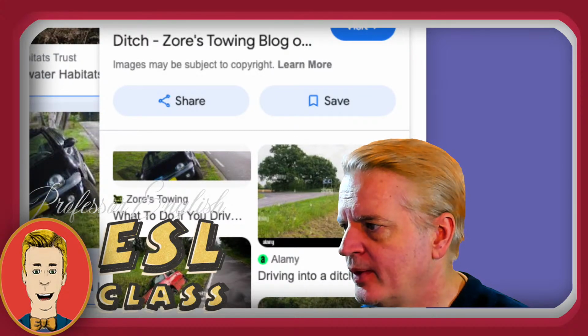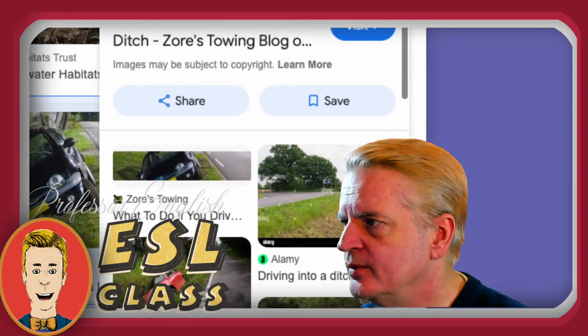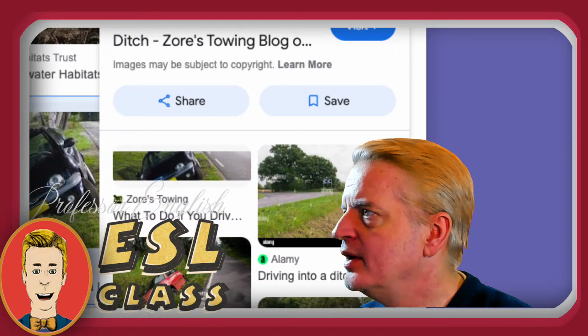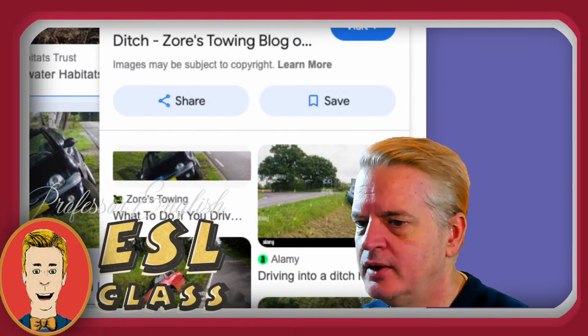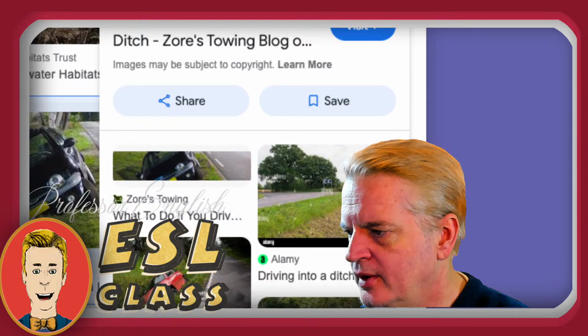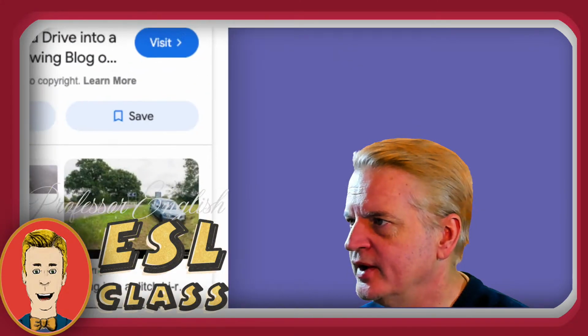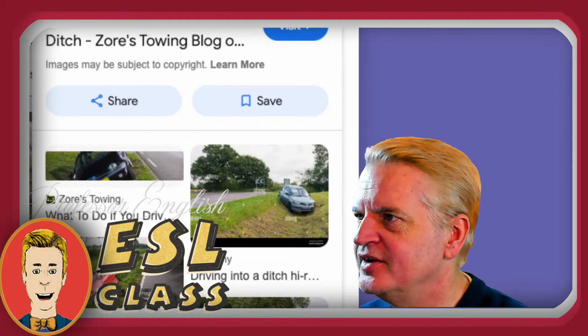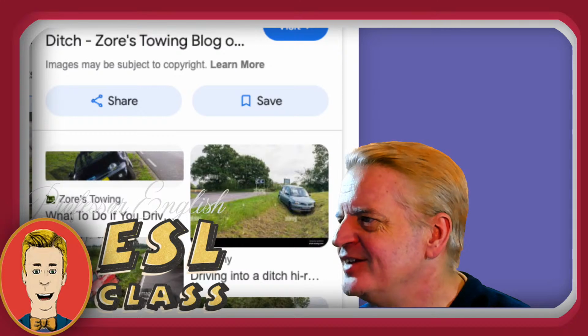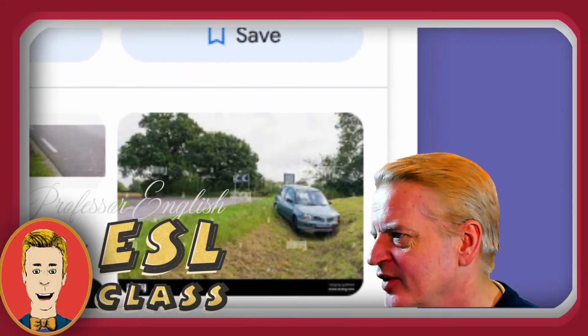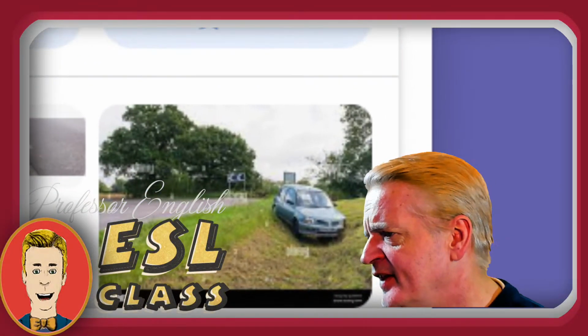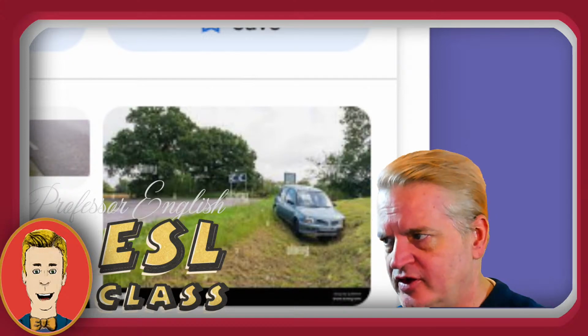Why can't I show this to you? Oh no. The way Google does things now really annoys me. Have I mentioned that recently? It's maybe something like this. This is not the picture that I wanted to show you, but I think they're describing a car in a ditch.